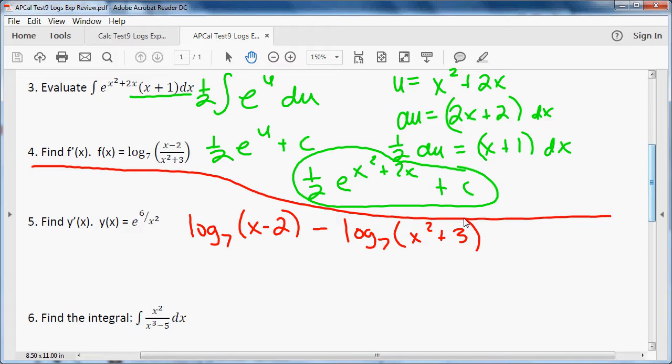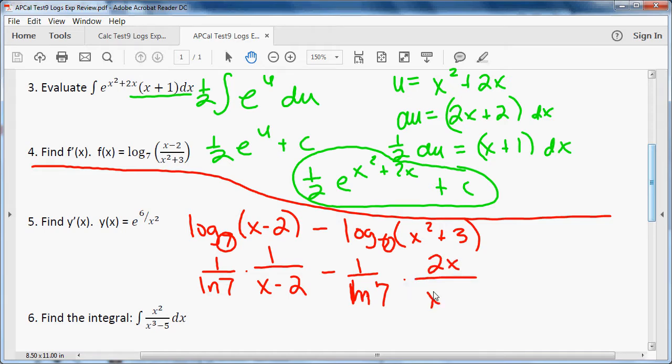So then the derivative, we do 1 over the natural log of our base. Then we do the normal derivative of the inside over the inside. Minus 1 over natural log of our base. It's natural log of 7. And then the normal rule for log, or natural log, derivative of the inside over the inside. So really, it's the same rule as we would with a natural log, except for that coefficient of 1 over the natural log of the base, which was natural log of 7.